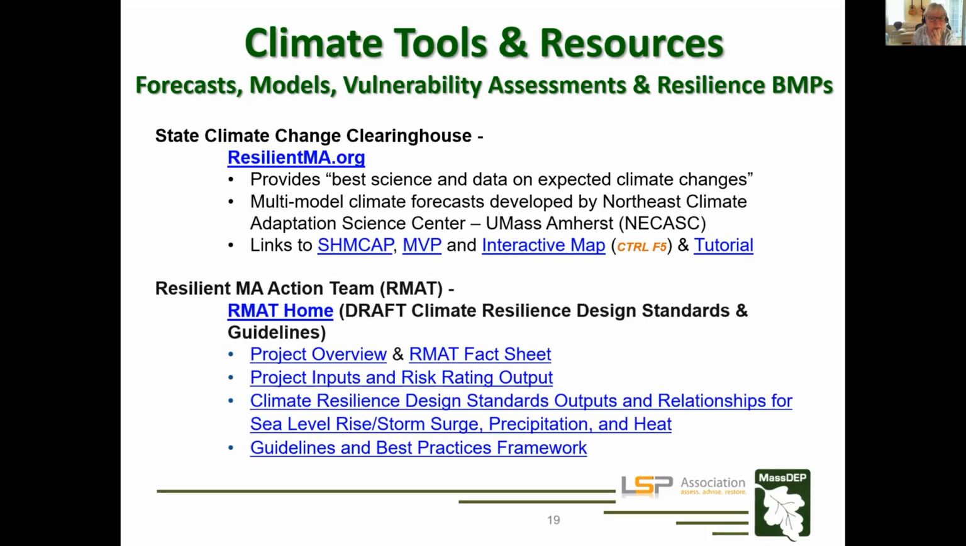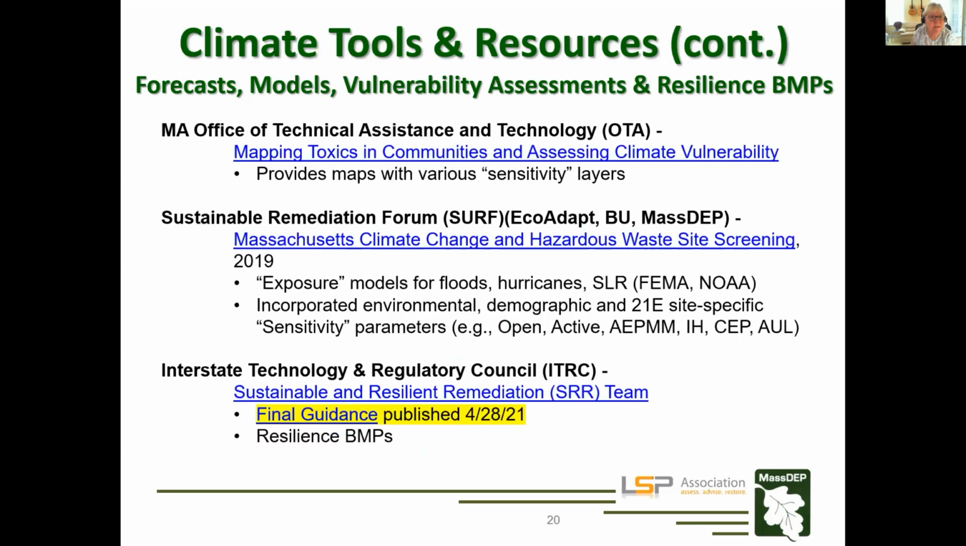Massachusetts has agreements with UMass Amherst on the forecasting tools, but there's a large team through EOEEA that's working through this. There are links on there to the SHMCAP and to the Municipal Vulnerability Program for planning. There are interactive maps where you can plug in your site location and get a lot of the information you want to help you with the checklist, and a tutorial on how to use the interactive map. The Resilient Mass Action Team has their own homepage, and they're developing climate resilient design standards and guidelines. Both the SHMCAP and the RMAT are statewide across all programs and departments, but there's valuable information there that is applicable to waste site cleanup as well. And these are all live links.